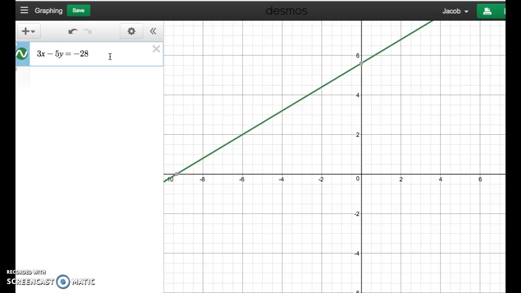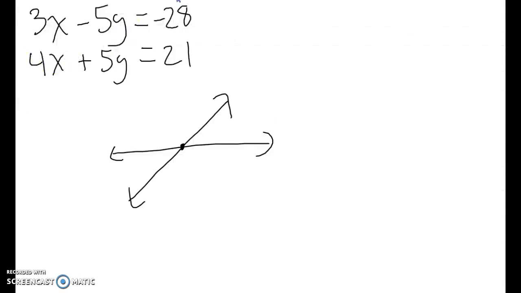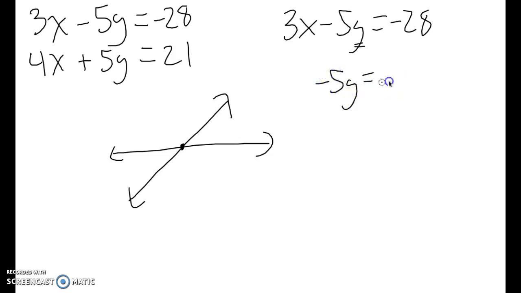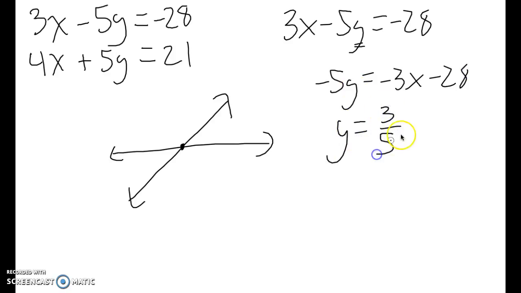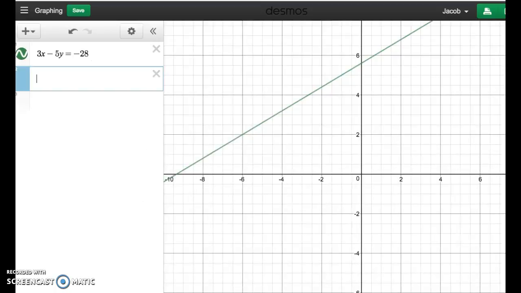If I were to do this with my graphing calculator, I'd actually have to solve for y. I wouldn't be able just to enter it in right away. So I'd have to take something like 3x minus 5y equals negative 28, and I need to solve for y. I need to get y by itself. So negative 5y, and dividing both sides by negative 5 gives me, negatives cancel out, gives me a positive plus 28 fifths. And this is what I'd have to enter into my graphing calculator. But if we see Desmos, it just graphs it right away, so it makes it easier.